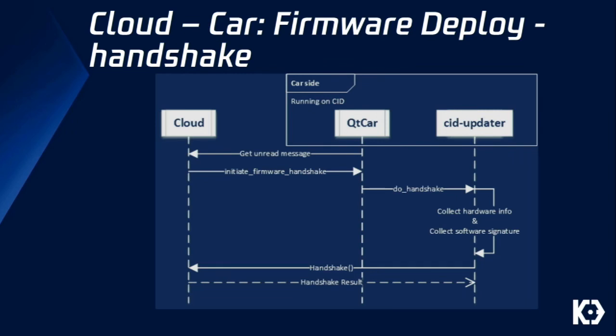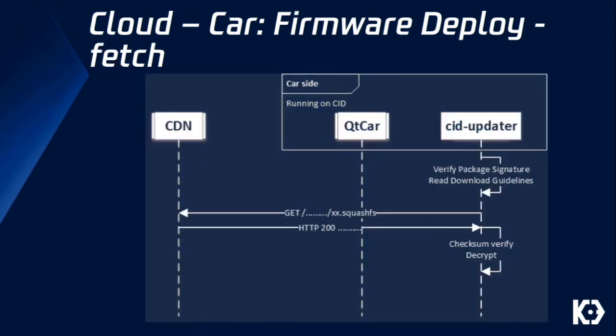After all those informations are collected, they will be sent to the cloud, which is a handshake server, with a handshake request. And the cloud server will check if those information are correct, and if this car should have an update, and if so, it will return a correct handshake result. After handshake is completed, it's time to fetch firmware. So here is the second step.